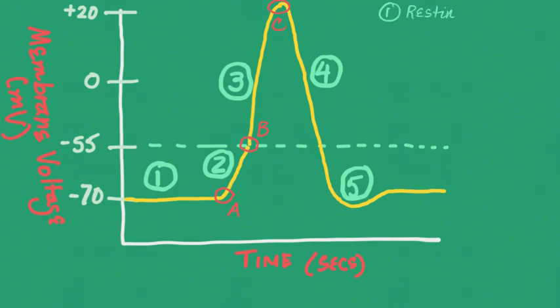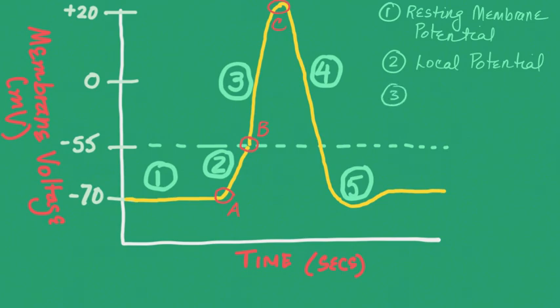Stage 1, resting membrane potential. And the voltage is -70 millivolts. Stage 2 is local potential, going from -70 millivolts to -55 millivolts, triggered by the opening of ligand-gated sodium channels. Stage 3 is depolarization phase of the action potential. It ranges from -55 to +20 millivolts, triggered by the opening of voltage-gated sodium channels.